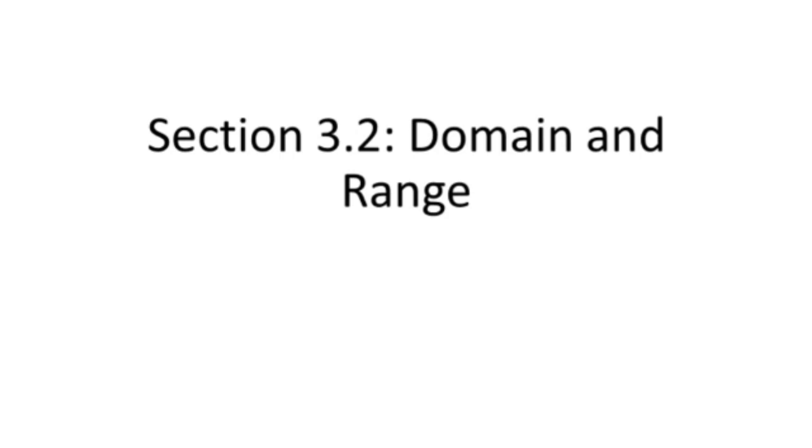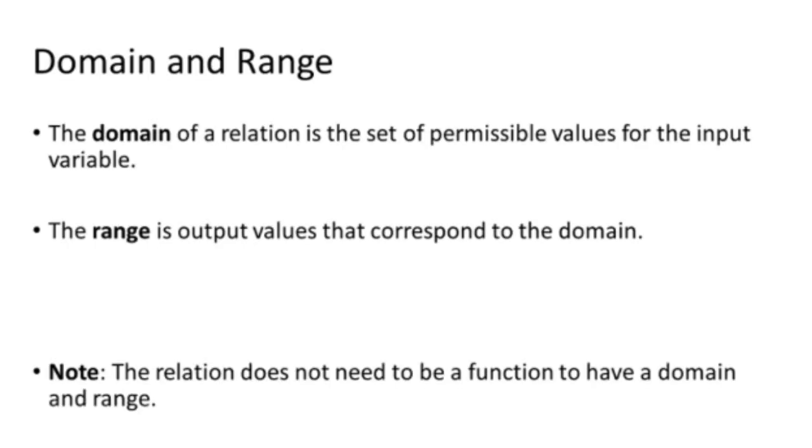Section 3.2, domain and range. When considering a function, the two things we want to consider are the function's domain and the function's range. The domain of a relation is a set of permissible values for the input variable. The range represents the set of the output variables that correspond to the domain.